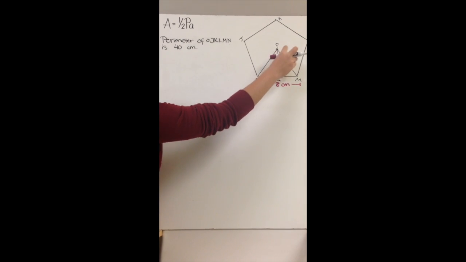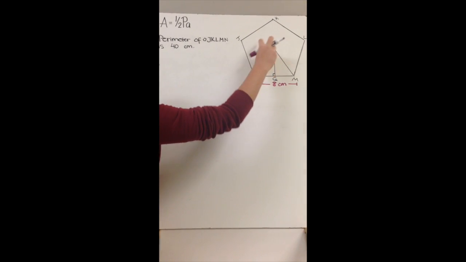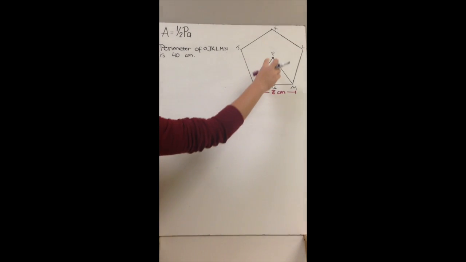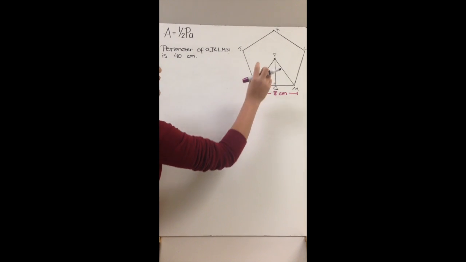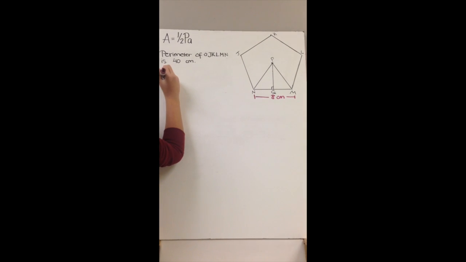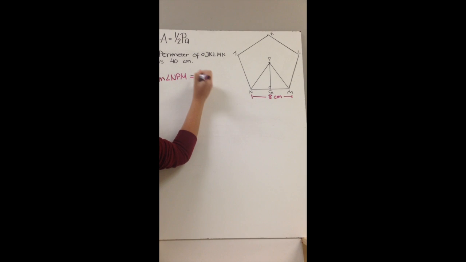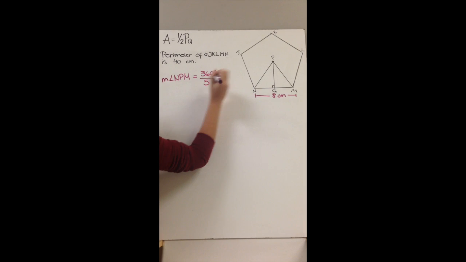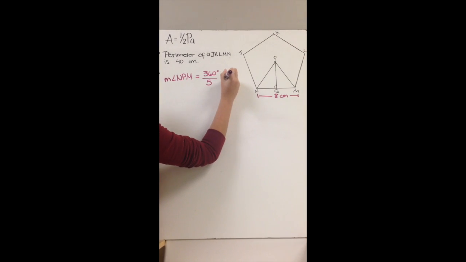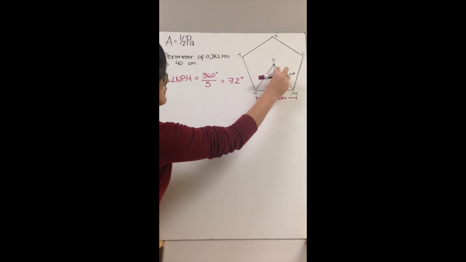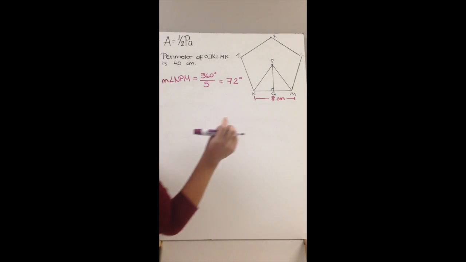All of the central angles in a polygon must equal 360 degrees. And since this is a regular polygon, the central angles must be congruent. So let's say this angle, measure of angle NPM, is equal to 360 degrees over 5, since there would be 5 central angles. And that is equal to 72 degrees. Now we know that this big angle is 72 degrees.